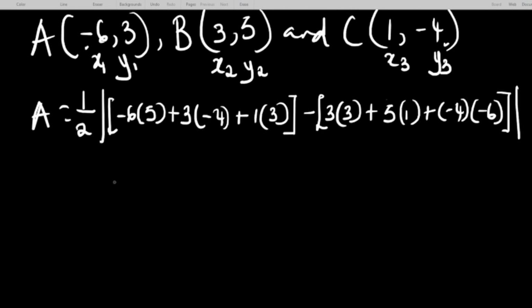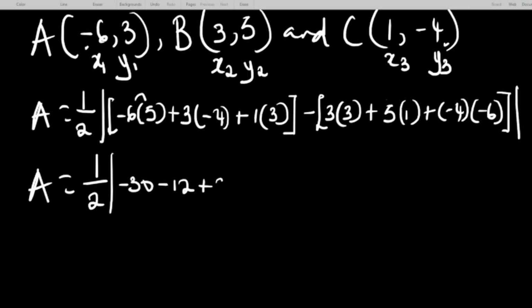So let's simplify to arrive at the solution. So we said that the area is equal to 1 over 2 multiplied, okay, this is the absolute value, we place it there again. So negative 6 times 5 is negative 30, so we say negative 30. Again, 3 times negative 4 is negative 12, and then 1 times 3 is 3, so we say plus 3. All right, then we can now close this very bracket here, and then we have a negative.